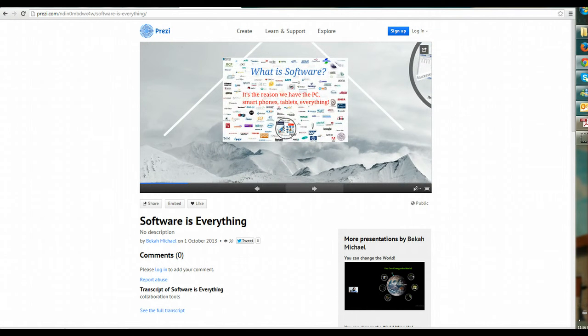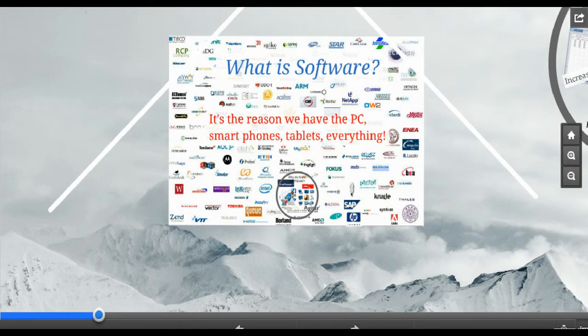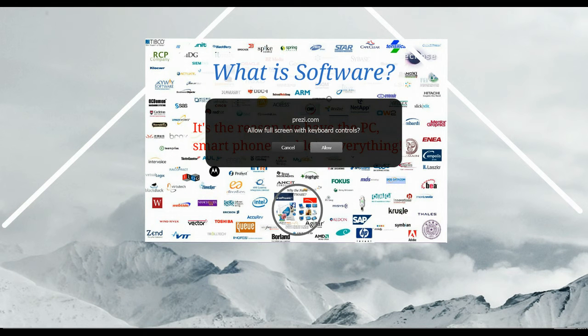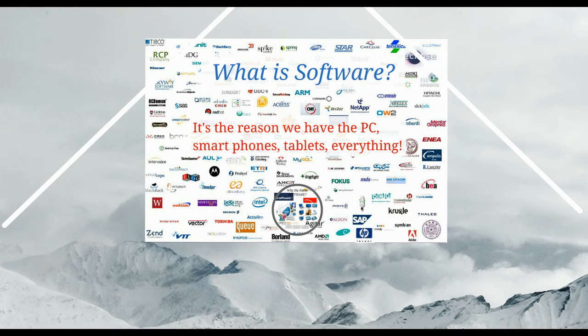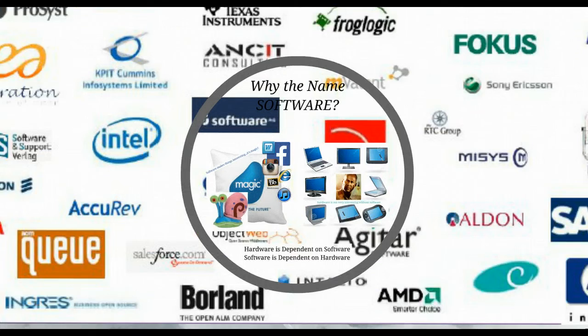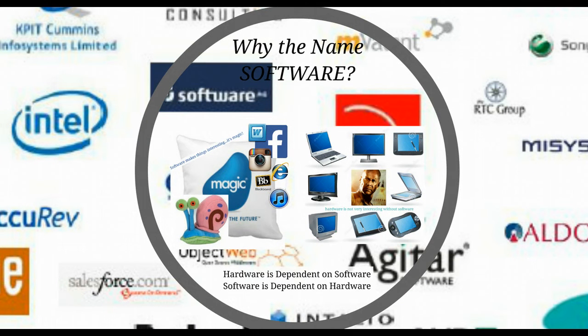So let's talk about what is software. I think we kind of take it for granted. It's the reason that we have the PC and smartphones and tablets and everything. When the personal computer came out, it wasn't very useful unless it had software that normal people could use. So why is the name software?